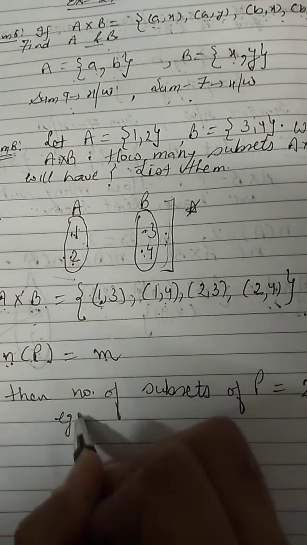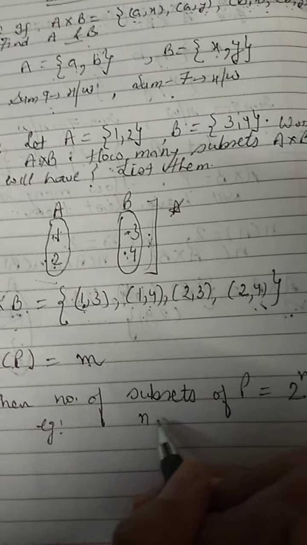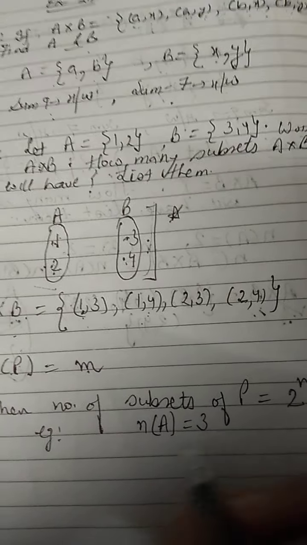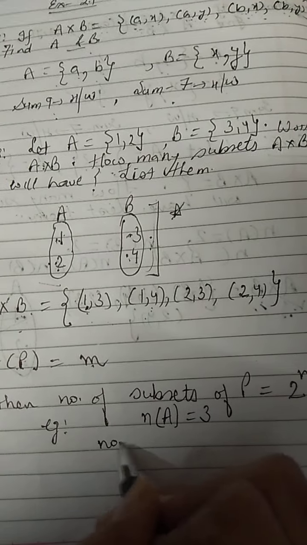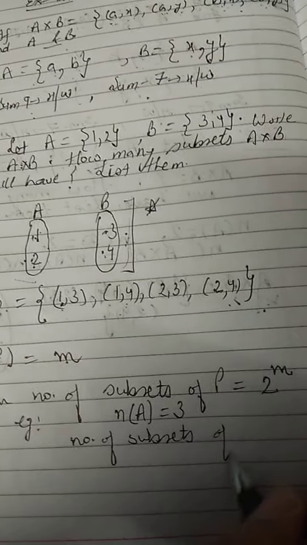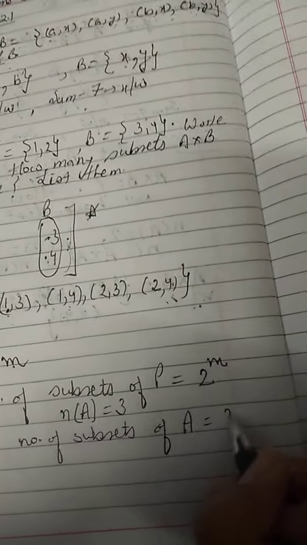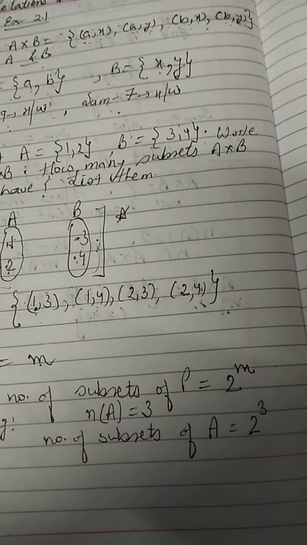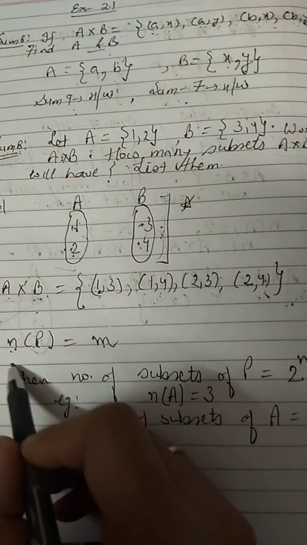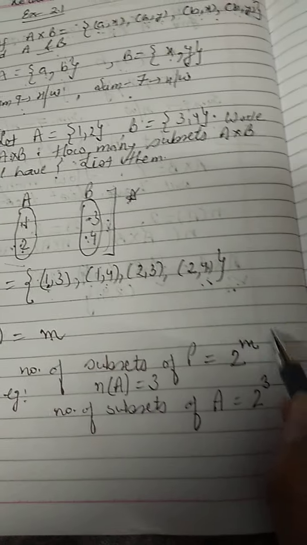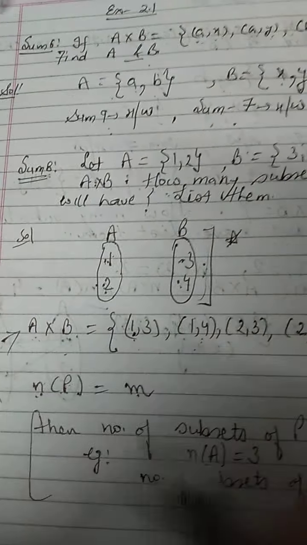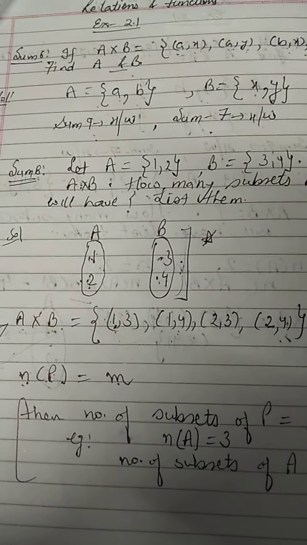If I give you a simple example, if there is a set A and it has 3 elements, then the number of subsets of set A will be 2 raised to power 3, that is 8. Okay, so this is based upon the number of subsets of a set. Now we have to find the number of subsets of A into B, that is the Cartesian product.